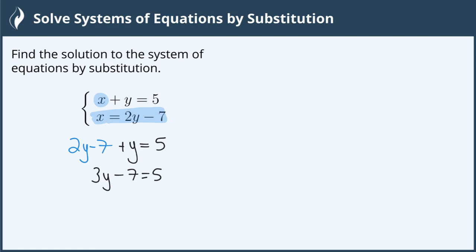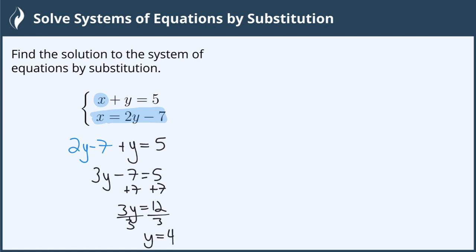So again, we're trying to solve for y, so we're going to add the 7 to the right side. When we add 7 over, we're going to get that 3y is equal to 12. Final step for solving for y is to divide both sides by 3. This gives us that y equals 4.